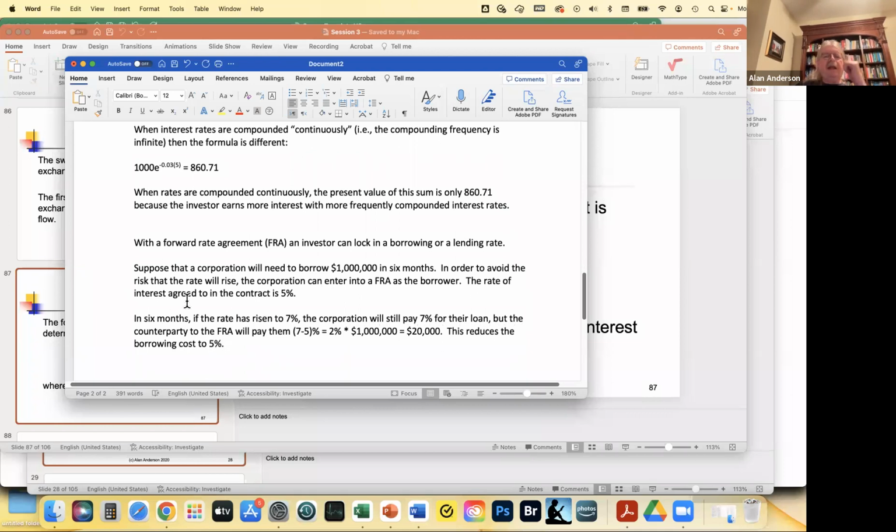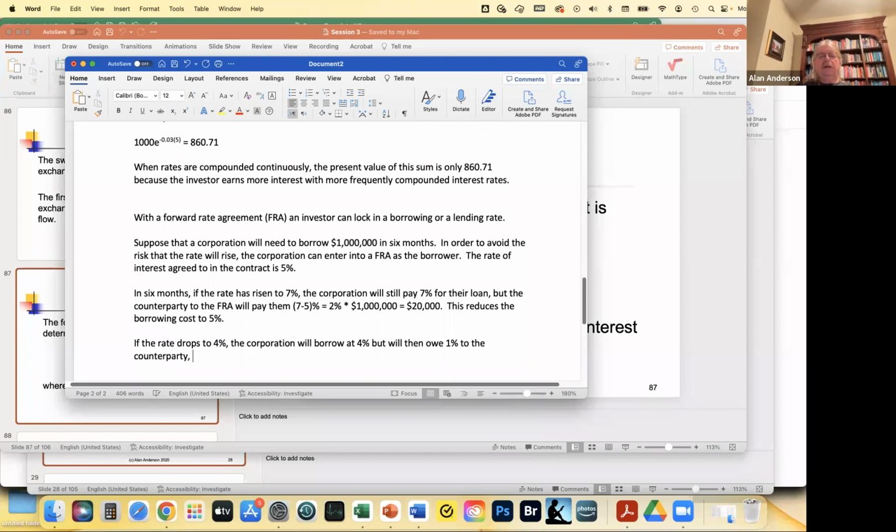So even though they actually pay the full amount, the net effect is that they're only going to pay 5% for this loan. Now, at the same time, if the rate drops to 4%, the corporation will borrow at 4%, but will then owe 1% to the counterparty so that the net borrowing cost remains at 5%.